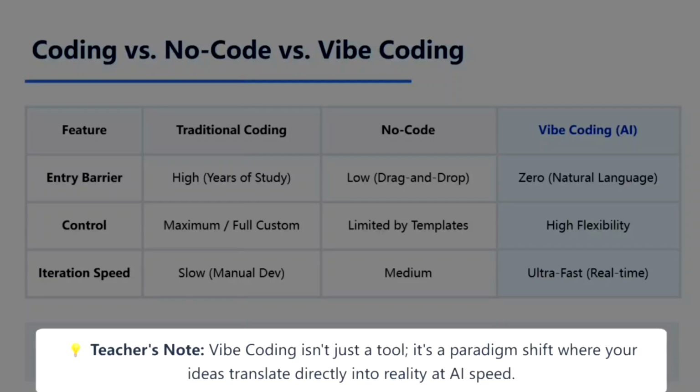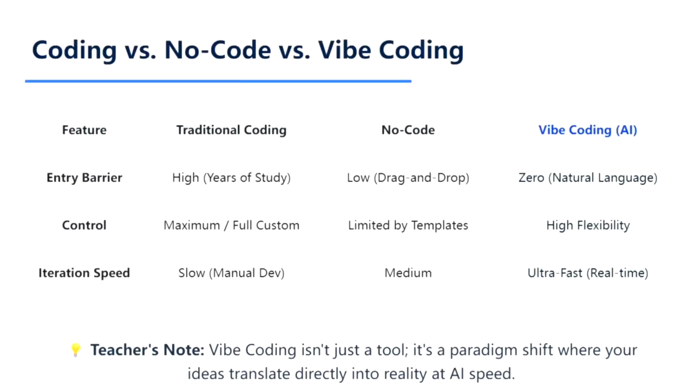I've left a specific note for you here. Remember that vibe coding isn't just a different set of tools. It's a fundamental shift in mindset from how do I write this to what do I want to achieve. It's about the outcome, not just the syntax. Next, let's look at how this shift creates a practical loop that transforms a simple prompt into a finished product.